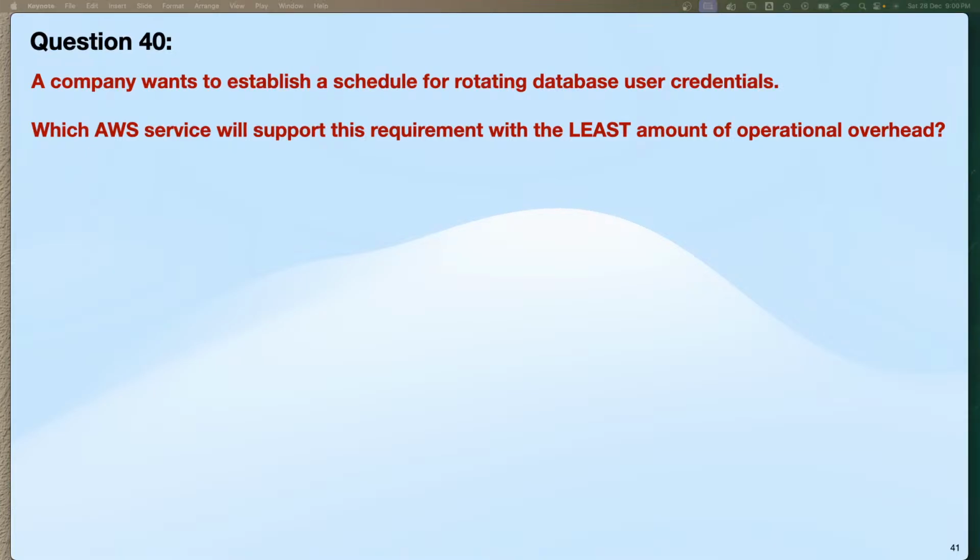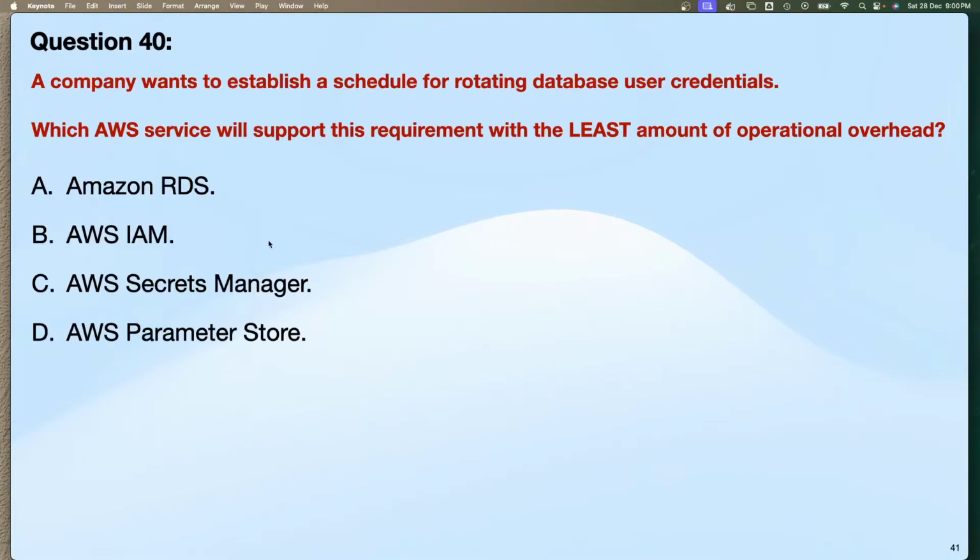40. A company wants to establish a schedule for rotating database user credentials. Okay, so they want to automatically rotate the credentials with the least amount of operational overhead. So they don't want to manage rotating the credentials of the database. Which service will help? So Amazon RDS option is a database. It itself doesn't have capability to rotate the credentials. So remember, it is just a database. It cannot rotate the credentials itself. So we need some other service. Okay. And AWS IAM is just an identity access management service. It is not for anything to do with the database credentials.